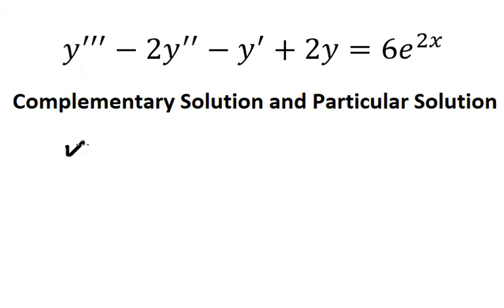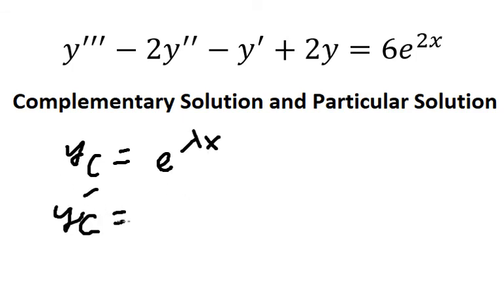I will put yc equals e to the power of lambda s. So if I do the first derivative of yc, we have lambda e to the power of lambda s. Because if I do the first derivative of e to the power of lambda s, we keep this one, and later we do the first derivative of lambda s, so you get lambda.